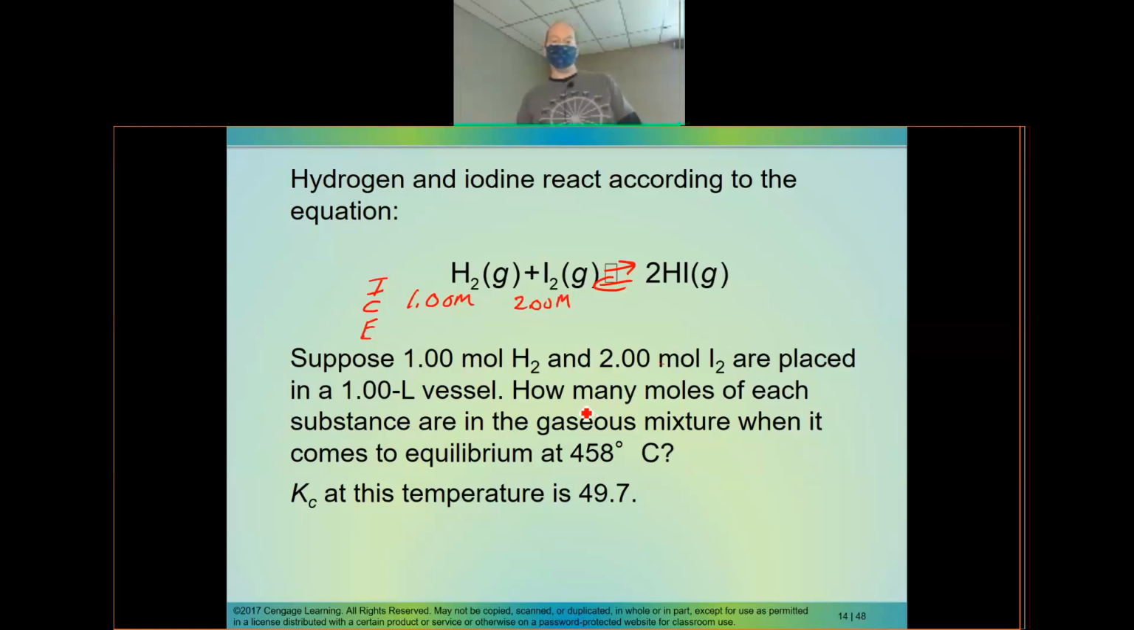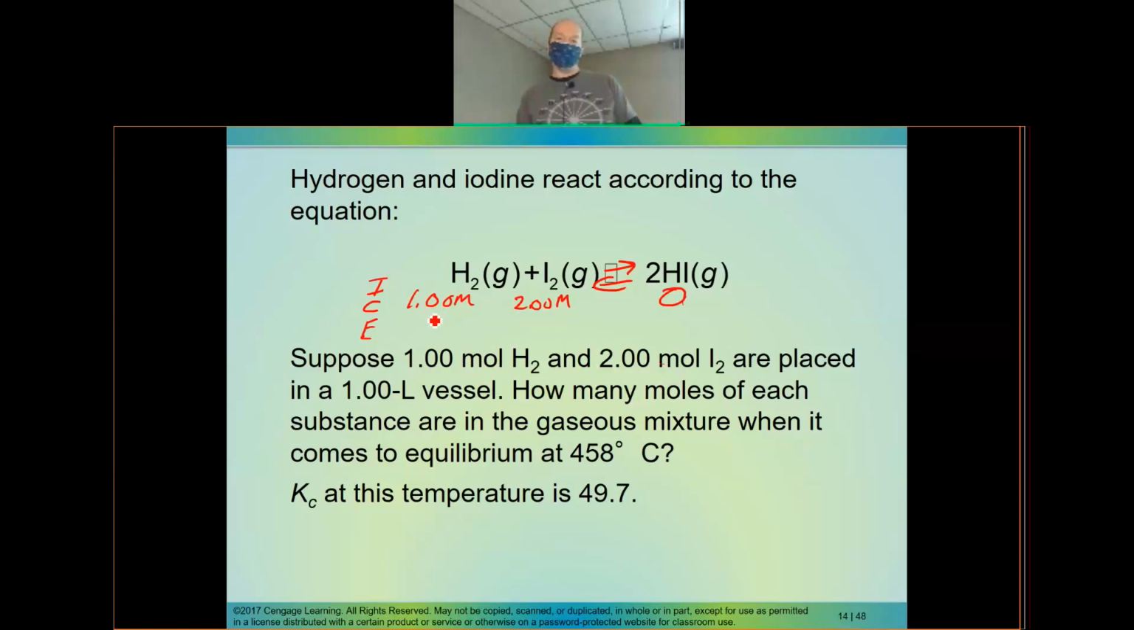All right, and so that's what was placed into the flask. It doesn't say anything about HI, which means that they didn't put any in. If they put some HI in, it would be stated that they added some amount of HI. If it doesn't say that, then they didn't put any in, and it is 0. So that tells us that the reaction must go to the right.